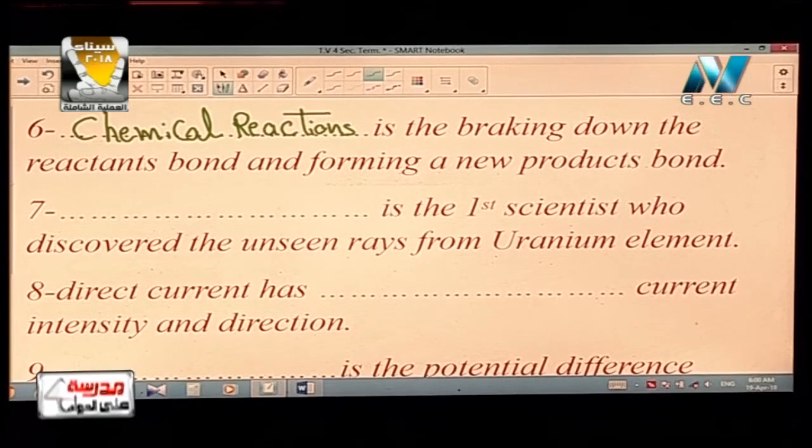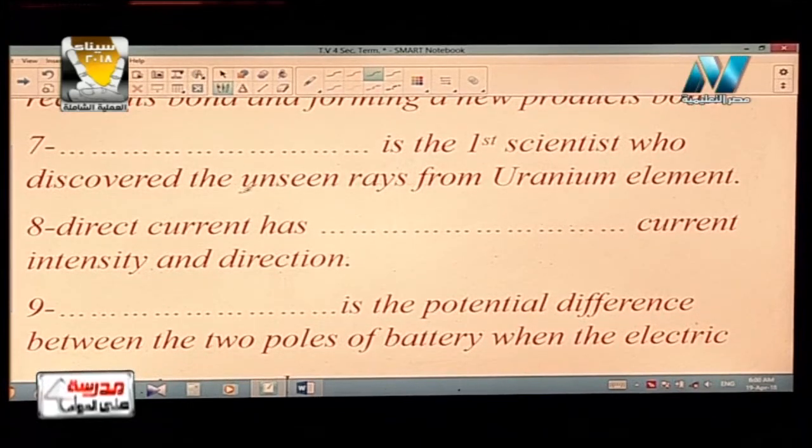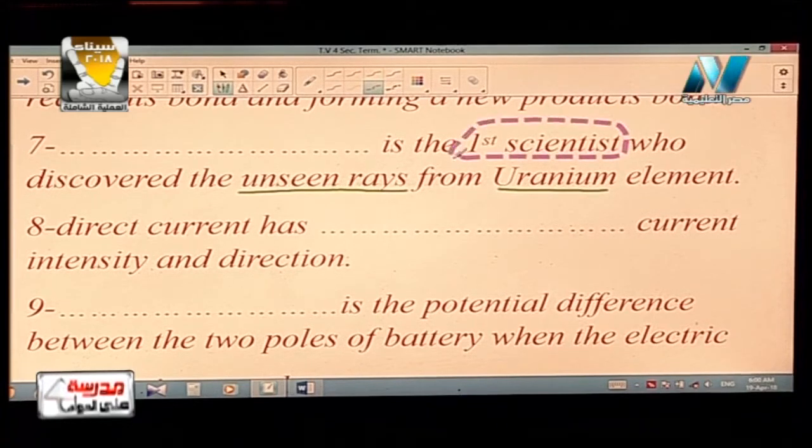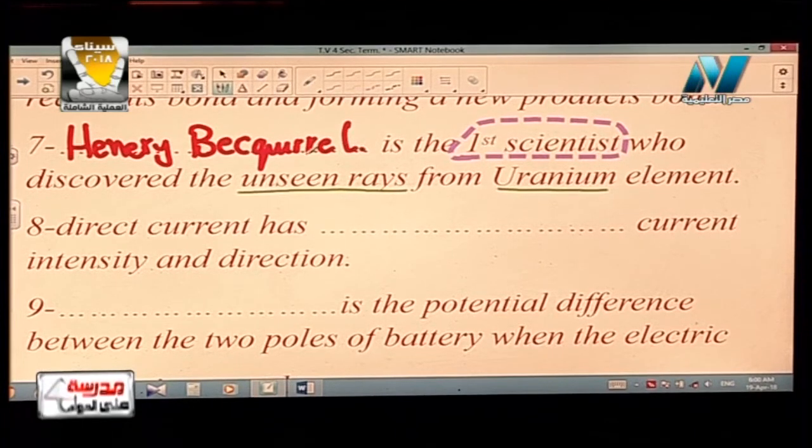Number 7. What is the first scientist who discovered the unseen rays from uranium element? We talk about what? We talk about the first scientist. We need a name here. Name of scientist who discovered, اللي اكتشف unseen rays, أشعة ما بتتشافش, coming from uranium element, as we talk about here the scientist Henry Becquerel. Henry Becquerel.